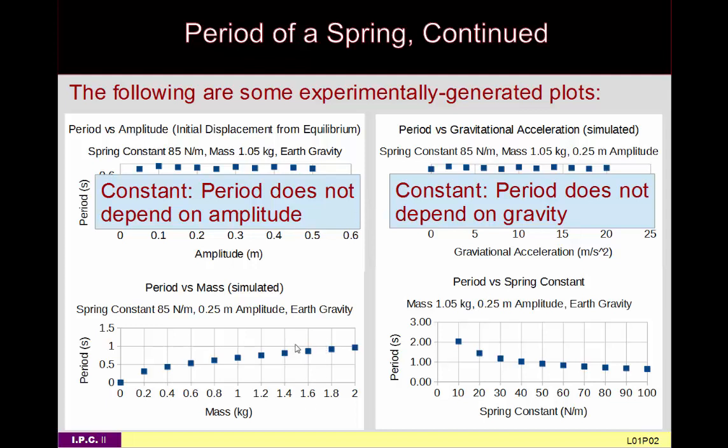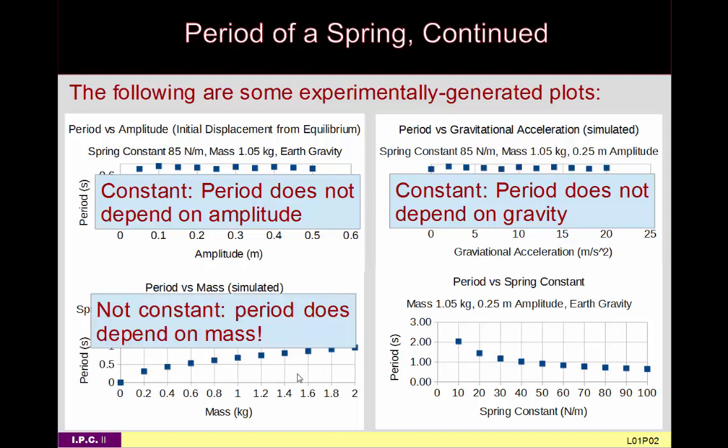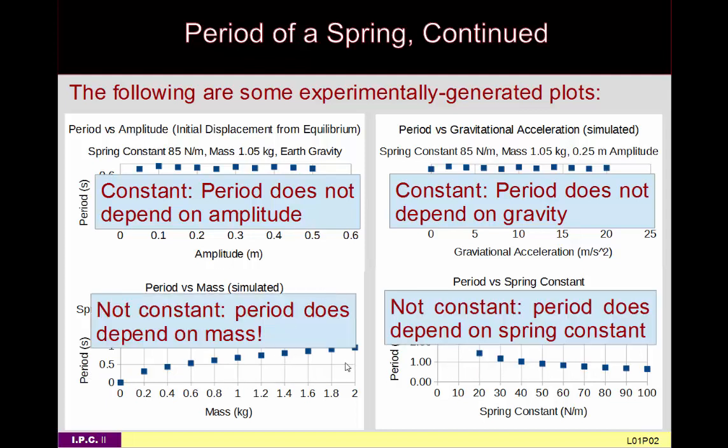Okay, now let's look at the period versus mass and the period versus spring constant. These two are obviously not constant periods. There's some real variation here. This one implies that the period does depend on the mass and on the spring constant.